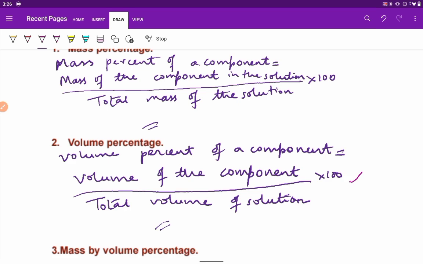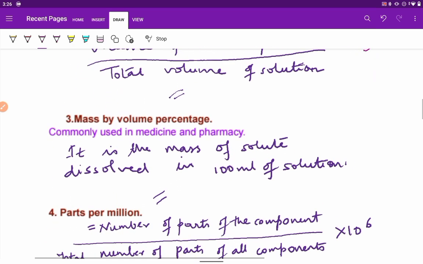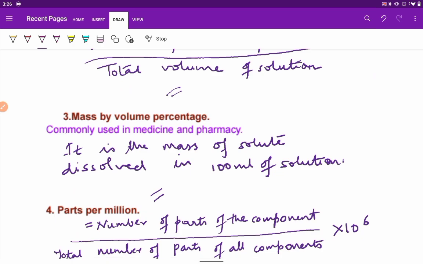Next comes mass by volume percentage. This is commonly used in medicine and pharmacy. It is the mass of solute which is dissolved in 100 ml of the solution. Mass of solute dissolved in 100 ml of the solution.